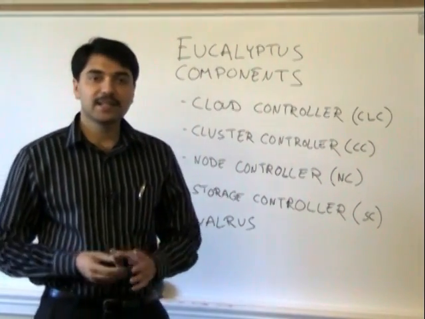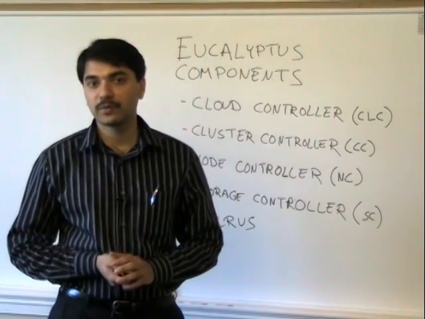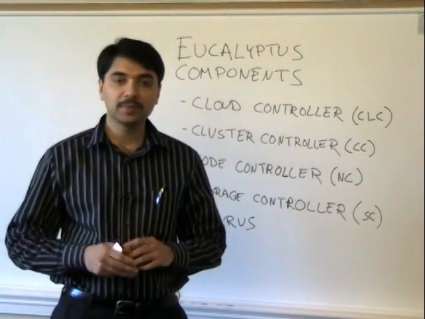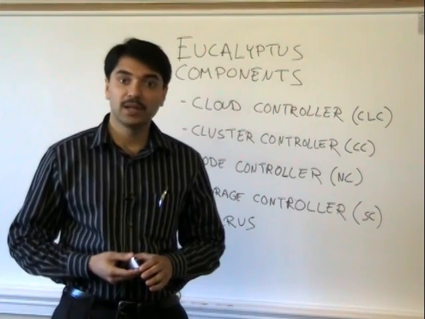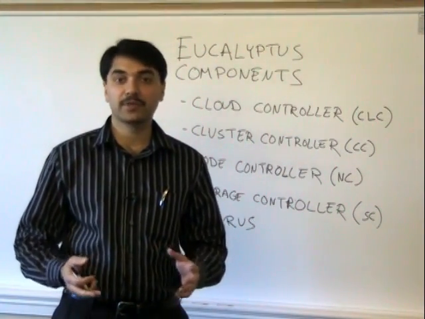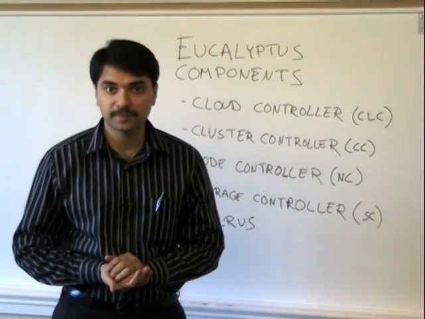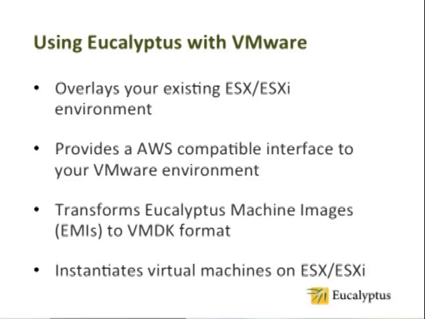The architecture is slightly different when you overlay a Eucalyptus cloud on top of your existing VMware-based environment. Eucalyptus can seamlessly overlay on top of your ESX or ESXi environment and transform your VMware-based hypervisor environment into an Amazon AWS-like on-premise private cloud. Eucalyptus also takes care of transforming the EMIs, or the Eucalyptus machine images, into a VMDK format and instantiating virtual machines on your ESX-based environment.